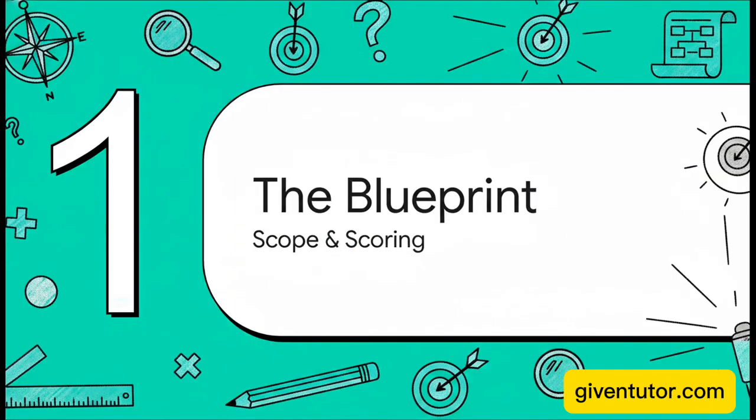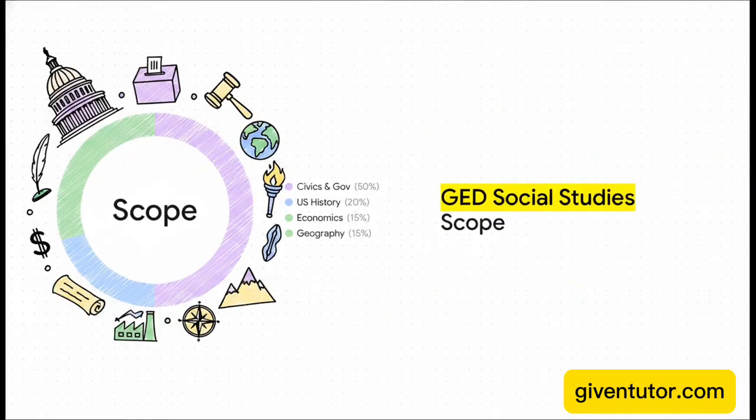First up, Section 1, the blueprint. Because, look, knowing exactly what is on the test is basically the number one way to completely eliminate test anxiety. You really don't need to know every single thing that ever happened in history. Honestly, you just need to know where the test focuses its attention. Take a look at this breakdown.